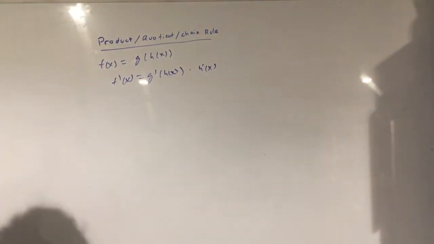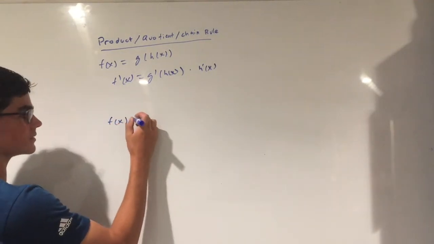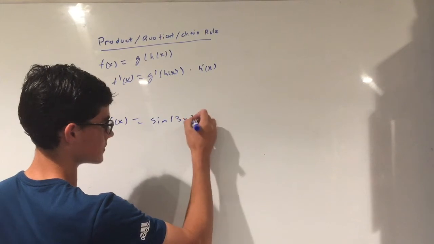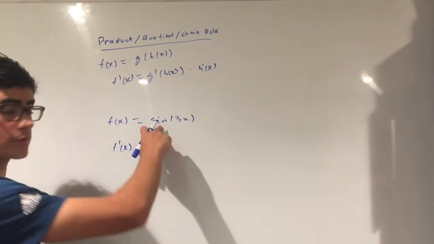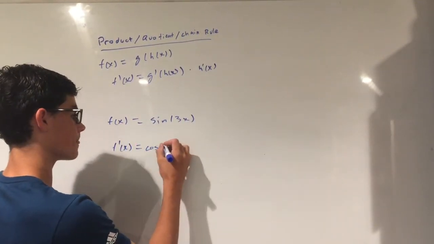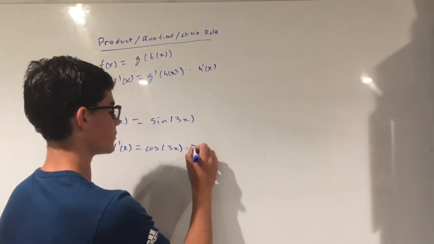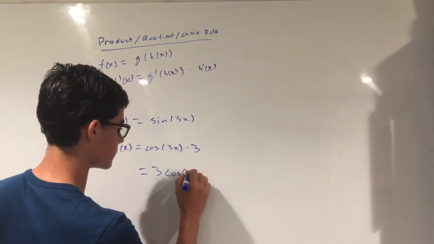The final example that I'll show for the chain rule is f of x is equal to sine of 3x. Now, f prime of x is the derivative of sine, which is the outer layer in this case, and so we get cosine of 3x times the derivative of 3x, which is 3. And so we just rewrite this as 3 cosine 3x.